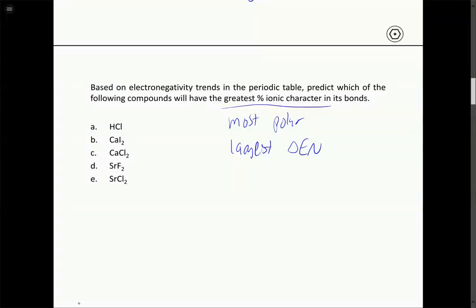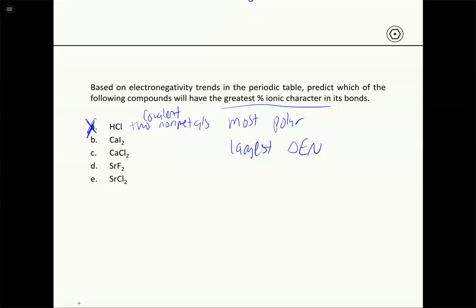We see that choice A, HCl, is two nonmetals, which means it's conventionally classified as covalent. And if we're comparing that to a bunch of compounds here that have metals with nonmetals, calcium is a metal, and these are nonmetals, strontium is a metal, fluorine and chlorine are nonmetals, we should automatically assume that the ionic bonds are going to be more polar. Now then we have to compare those four ionic bonds, but we can eliminate this answer choice pretty quickly because all the rest are ionic. And if we're looking for the most polar bond, we would expect it to be one of the ionic choices.